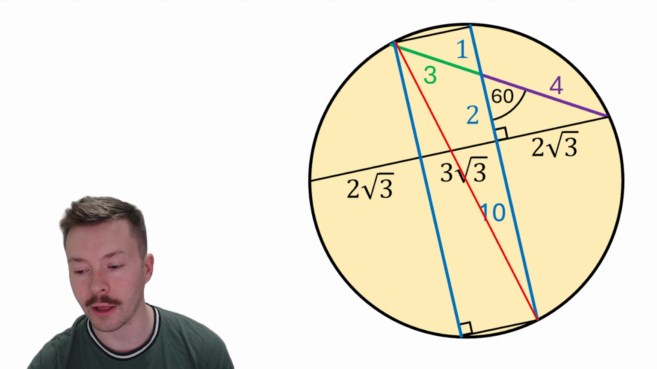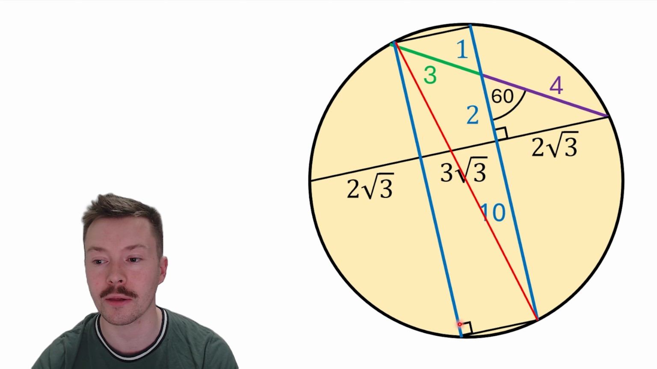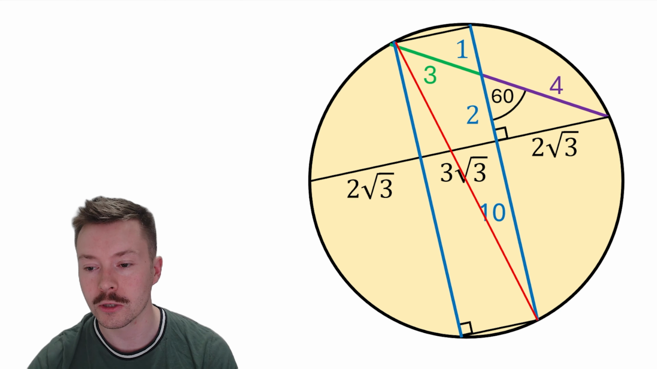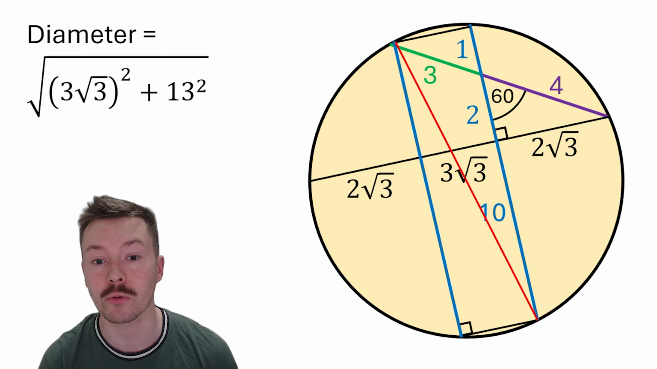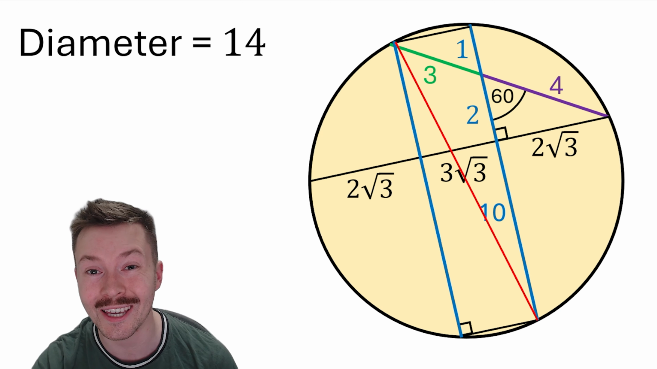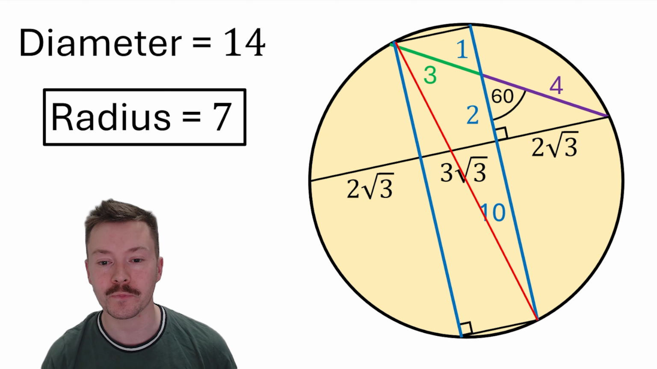Now we know that the length at the bottom here, this black chord at the bottom, is going to have the same length as this middle black chord, so 3√3. And we also know that the length of the blue line is going to be 13 because it's the same length as the other blue line, 10 plus 2 plus 1. So to work out the length of that red line, or the diameter of the circle, we're going to do 3√3 squared plus 13 squared and square root it. Using Pythagoras gives us an answer for the diameter of 14, which then to get the radius, you're just going to half that, so we get a radius of 7.